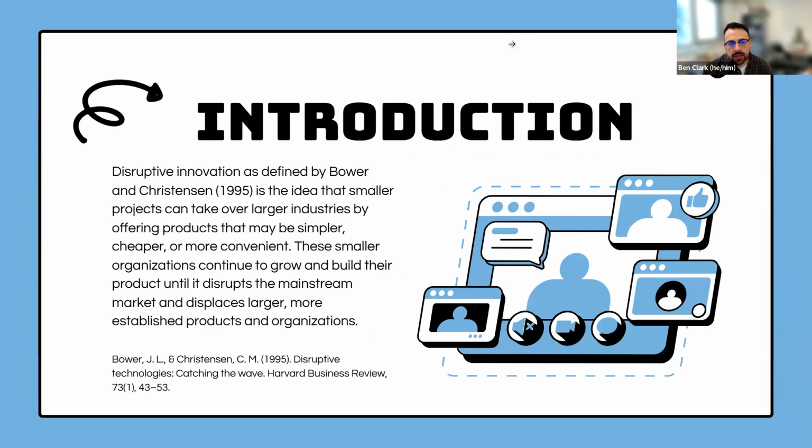So, as a quick introduction to disruptive innovation, Bauer and Christensen defined disruptive innovation as the idea that smaller projects can take over larger industries by offering products that are maybe a little bit simpler, cheaper, or more convenient, and appealing to maybe a missed market. And then these smaller organizations, as they continue to grow and build out their product through development, are able to disrupt the mainstream market and displace larger and maybe more established products and organizations.